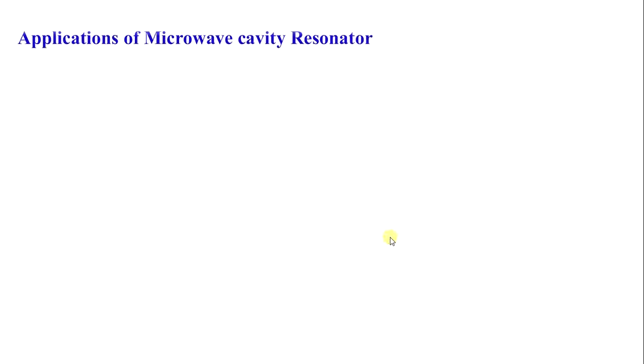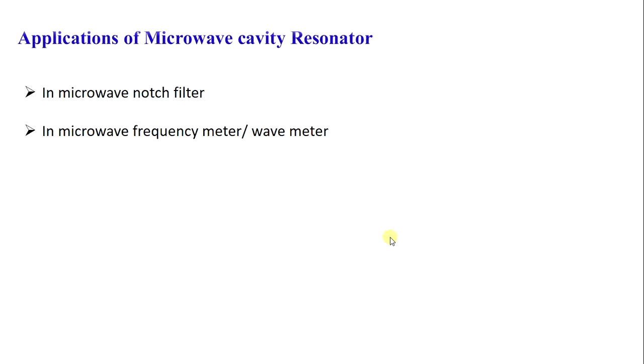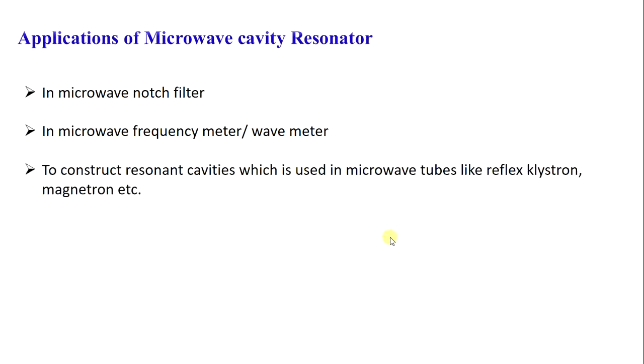Moving to the applications of the microwave cavity resonator, they are used in microwave notch filter design, in the microwave frequency meter or wave meter, to construct resonant cavities used in microwave tubes like the reflex klystron, magnetron, etc., and in the duplexers of radar systems.